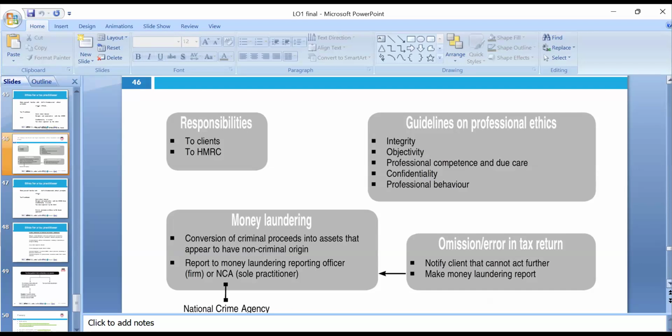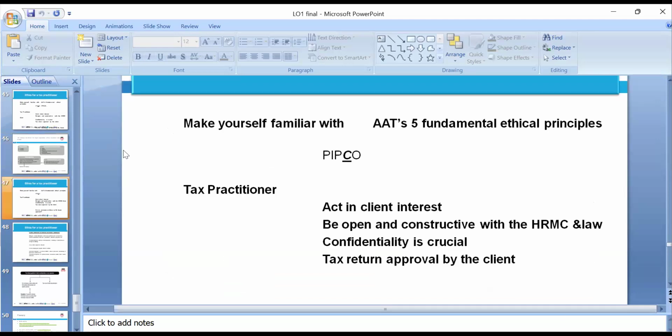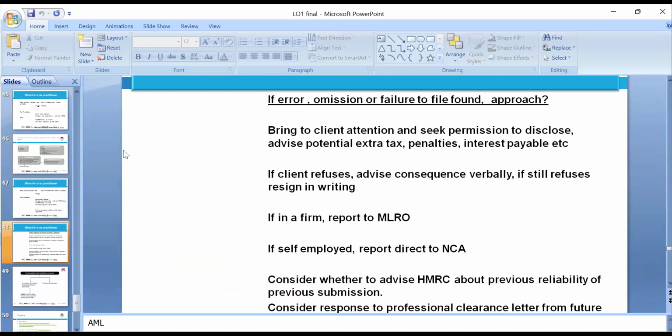Money laundering, of course, involves the National Crime Agency and criminal agencies, and it can lead to imprisonment. An organization should have a money laundering reporting officer within the company, who reports directly to the NCA, the National Crime Agency.